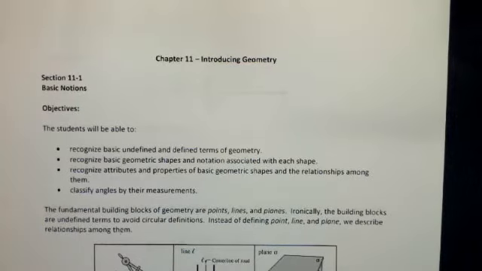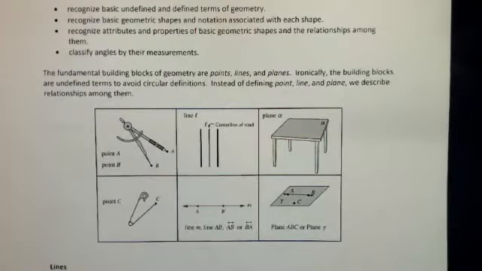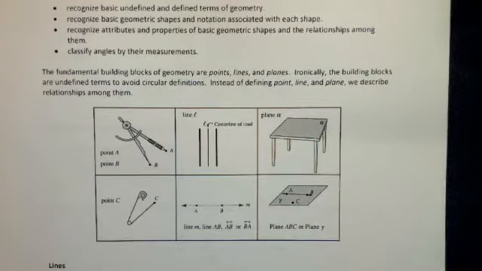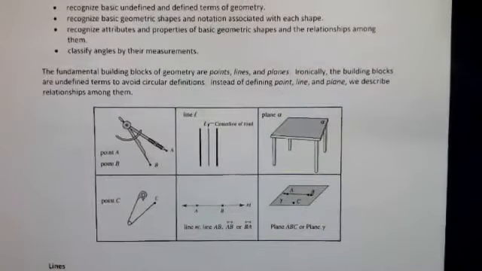Okay, so we'll start off with some of the fundamental building blocks in geometry, which are points, lines, and planes. Some textbooks in geometry call those three words undefined terms, okay? Here, those are just considered to be undefined terms because we can't come up with a concrete definition of points, lines, and planes. Instead of defining point, line, and plane, we describe relationships among them.